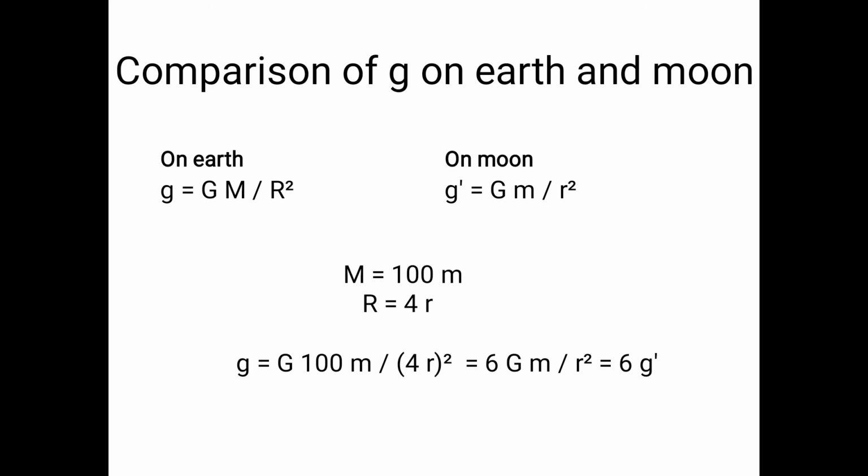We can compare the value of g on the surface of Earth and on the surface of the Moon. On the surface of Earth, small g is equal to GM by R square, where M is the mass of Earth and R is the radius of Earth. Similarly, on the surface of the Moon, g dash will be equal to GM by R square, where small m is the mass of the Moon and small r is the radius of the Moon. Capital M is 100 times m and capital R is 4 times r. We know that Earth is 100 times more massive than the Moon, and it is 4 times in radius than that of the Moon. So by putting these values, you will get g is equal to 6 times g dash.